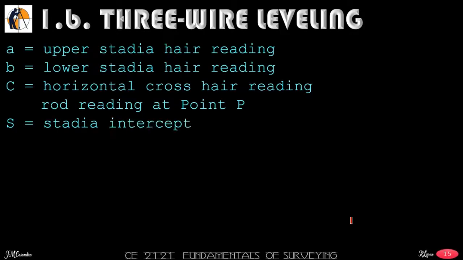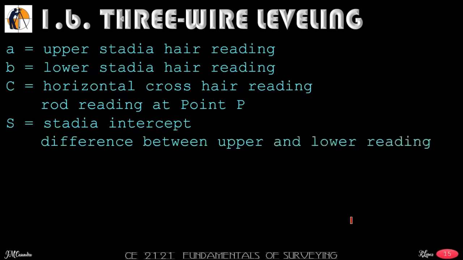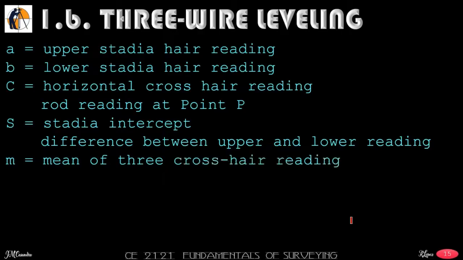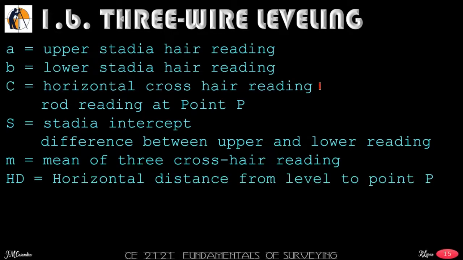So we have the S, which is the stadia intercept, the difference between your upper and lower reading. So S is equal to A minus B. M is the mean of the 3 crosshair readings. The mean of the crosshair readings should be equal to C. That will be our confirmation. HD again is your horizontal distance. K is the stadia interval factor.